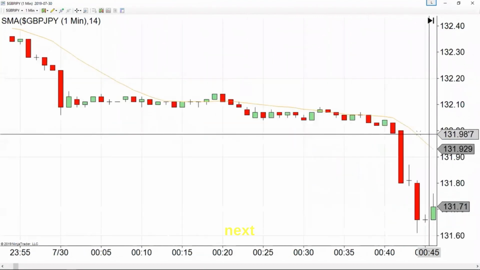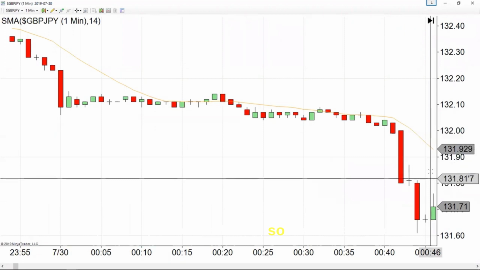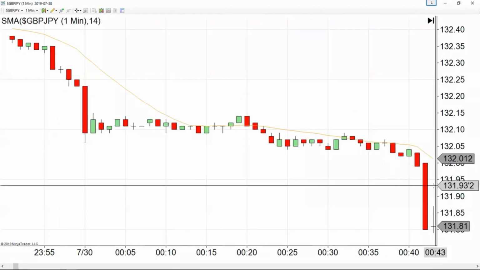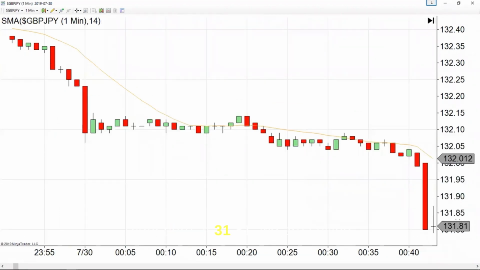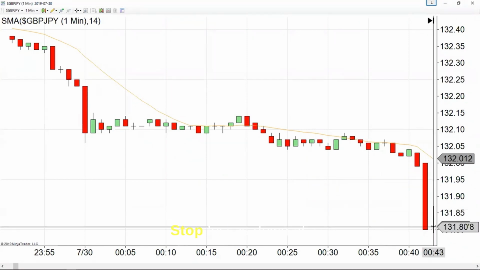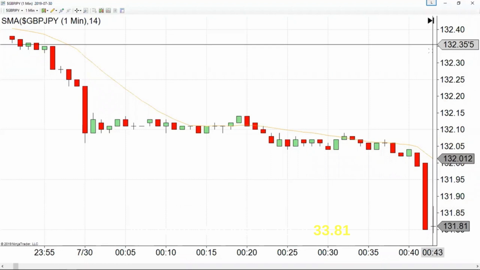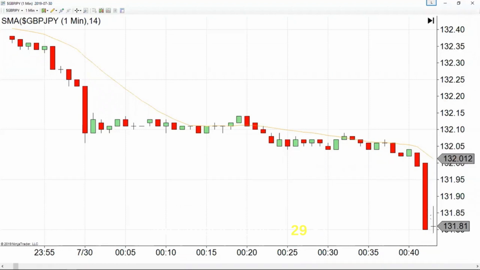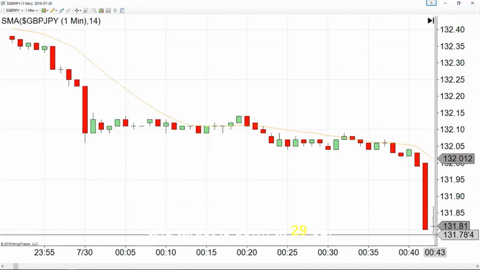Again, you would go to the next candle now and say that if it's the yesterday's low minus today's high equals buy, but right now it's below, so therefore it's sell. So now right here at 31.81, we are selling. Stop loss is up at 33.81 and target is down at 29.81.